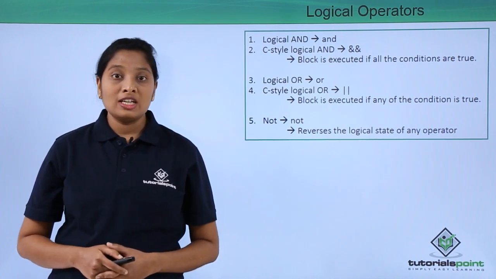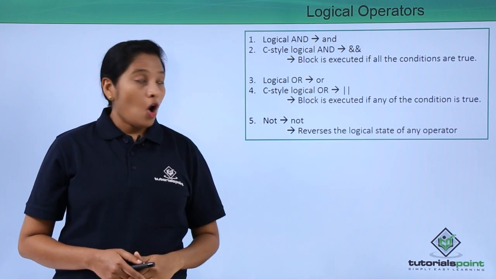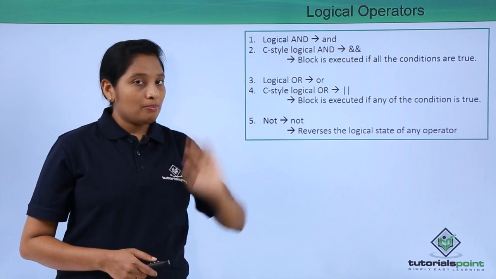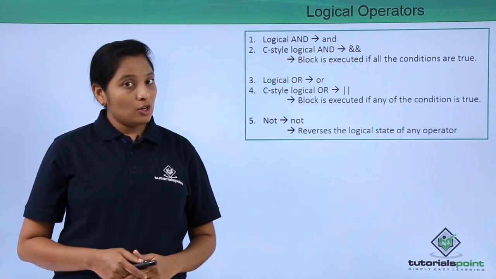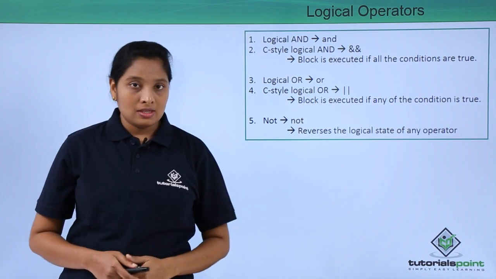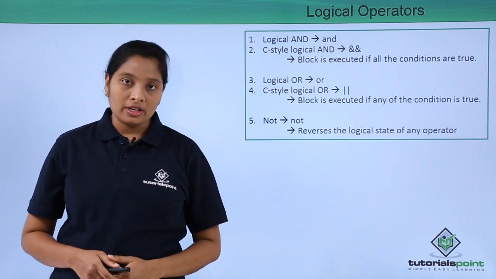And can be used in two ways: by using a logical and, that is the and keyword, or by using a C style logical and, which is nothing but two ampersand symbols. Or also can be used in two ways: by using a keyword or two pipe symbols. Not reverses the logical state of the operator.